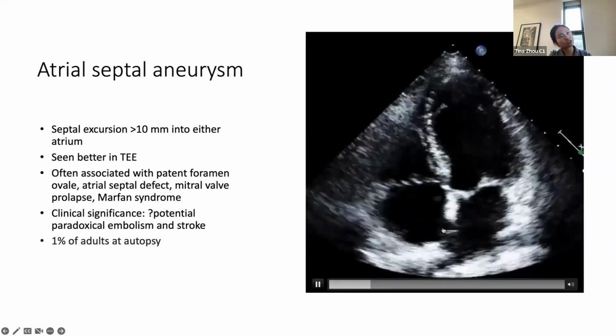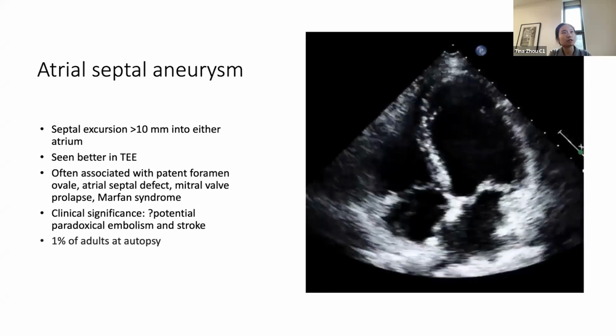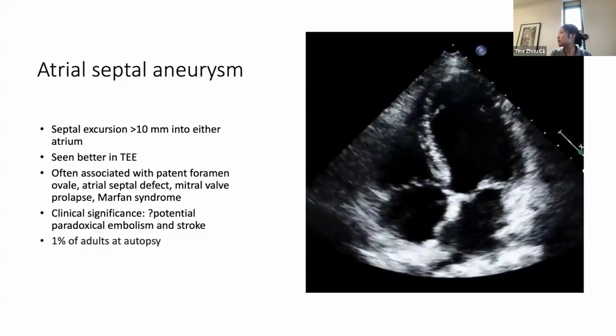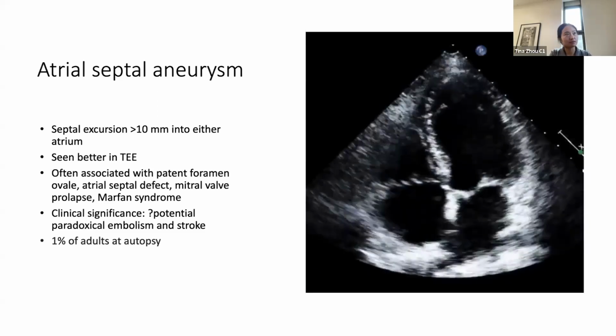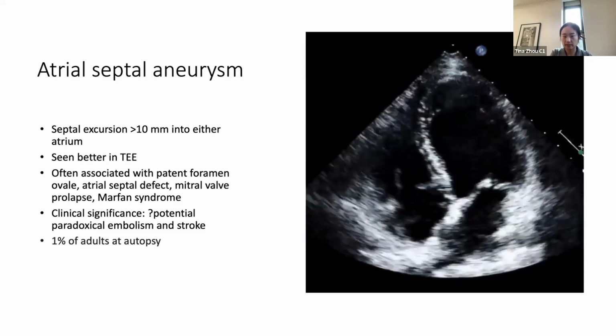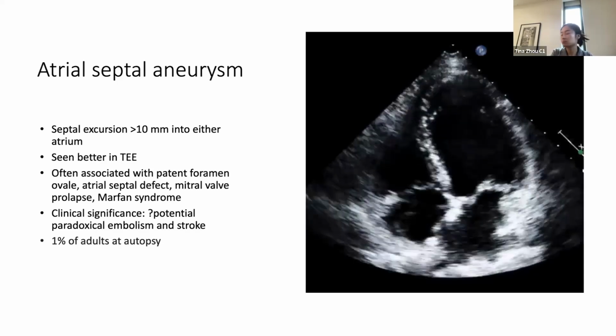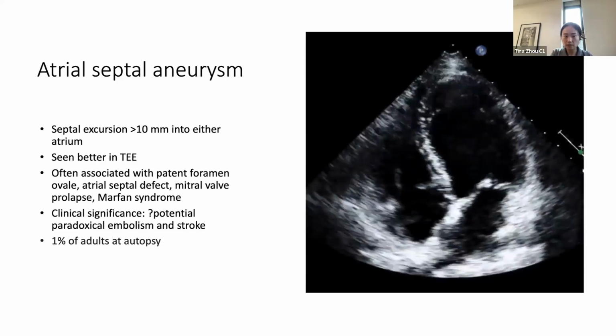As you can see, this portion is moving left and right. Granted, it depends on what guideline you look at. Some people say 15 millimeters, but basically it's something that's highly mobile going left and right. Generally seen better on TEE, but you can definitely see it on TTE. It's often associated with other congenital findings, such as patent foramen ovale, atrial septal defect, mitral valve prolapse, Marfan syndrome.